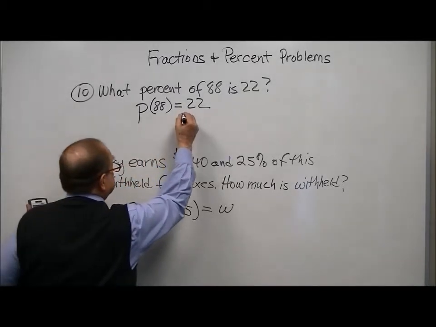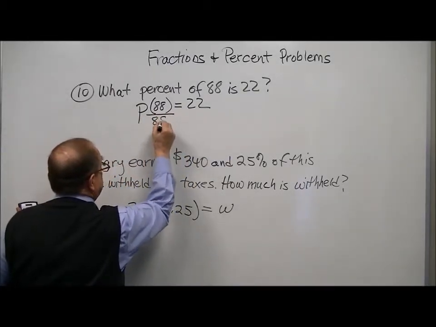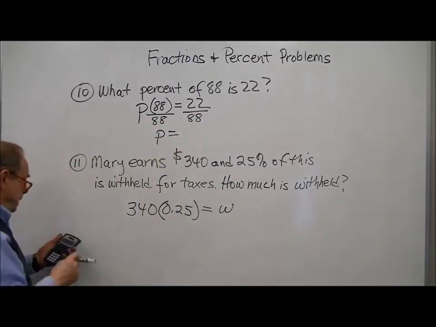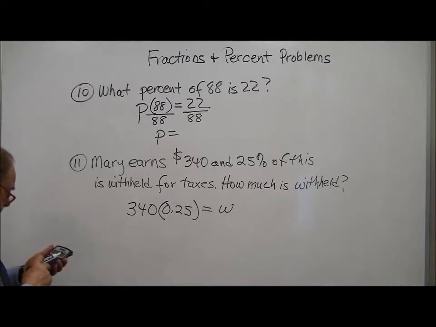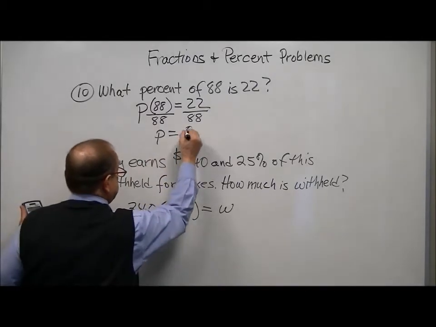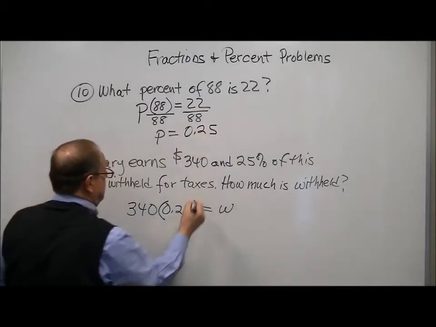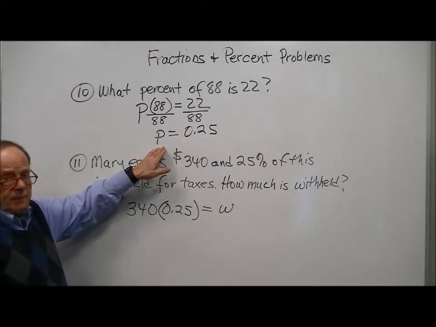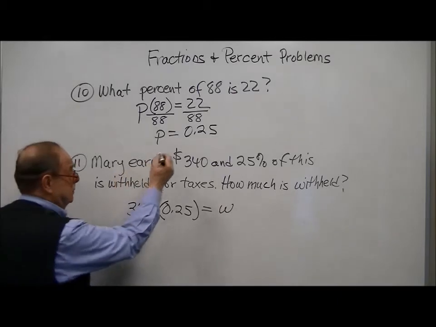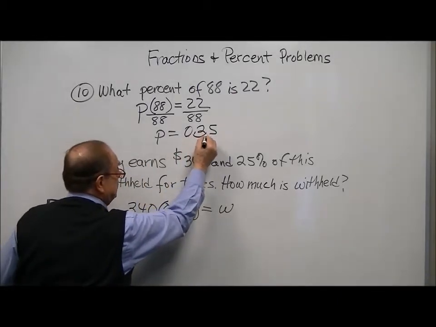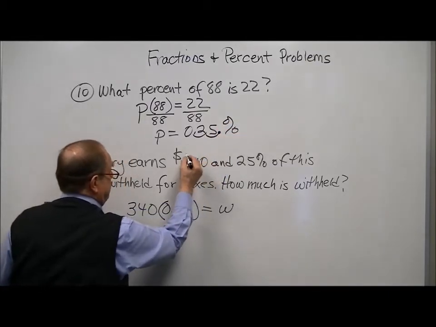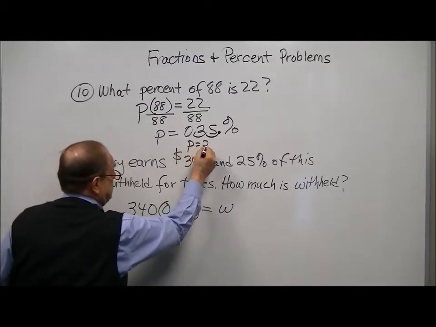So to solve this, we're just going to divide both sides by 88. And we get P equals 22 divided by 88, which comes out as 0.25. Again, this is a decimal fraction, and they're looking for percent. So we have to convert this to a percent by moving the decimal place over 2 places to the right and adding a percent sign. So our answer is 25%.